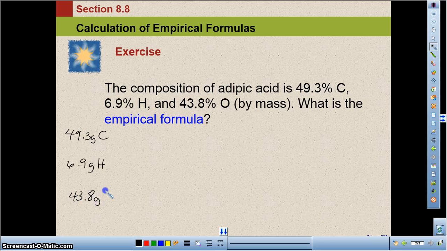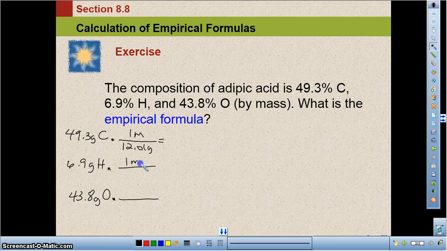Down here I'll put 6.9 grams of hydrogen and 43.8 grams of oxygen. This would be a good place for you to pause the video and try to work these out just like the problem before this. I'm going to go ahead and work it out here, but like I said, it would be best if you paused it and tried to work it out yourself. The first thing you do is change grams to moles because we can't compare masses. So we have 1 mole is 12.01 grams.